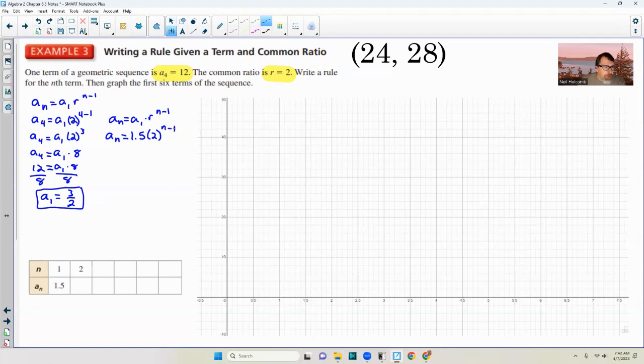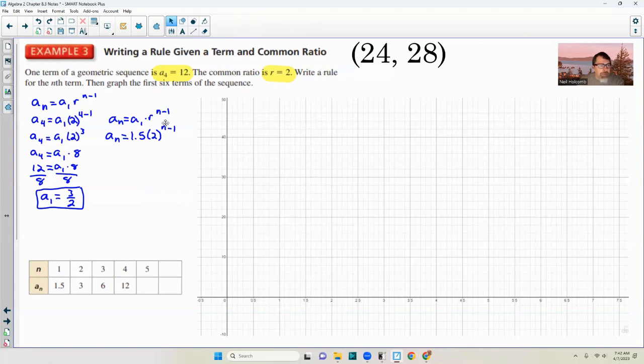If I put a 1 here, 1 minus 1 is 0. 2 to the 0 is 1. 1 times 1.5 is 1.5. Now when I plug 2 in, 2 minus 1 is 1. 2 to the first power is just simply 2. 1.5 times 2 is 3. Third term, 3 minus 1 is 2. 2 squared is 4. 1.5 times 4 is 6. Okay, and then plug in a 4. 4 minus 1 is 3. 2 to the third is 8. 8 times 1.5 is 12.